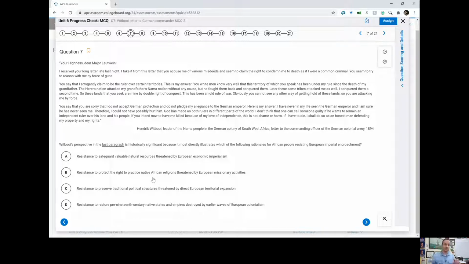D, resistance to restore pre-19th century native states and empires destroyed by earlier waves of European colonialism. I don't know about that. I've at least eliminated C, and we're looking at the last paragraph for his perspective. So basically, the question is saying that African people are resisting European imperial encroachment. Okay, they're resisting. Great. Let's look at what he says in the last paragraph, because I don't need to read the first 2.